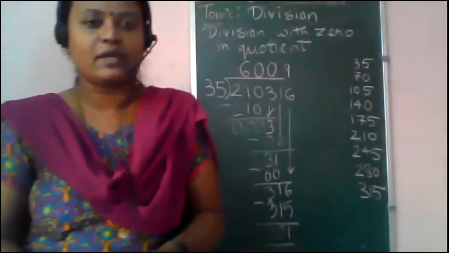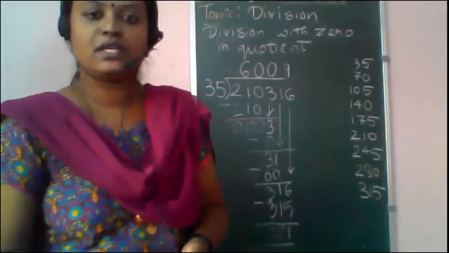Now let us solve one more example for division with 0 in the quotient.